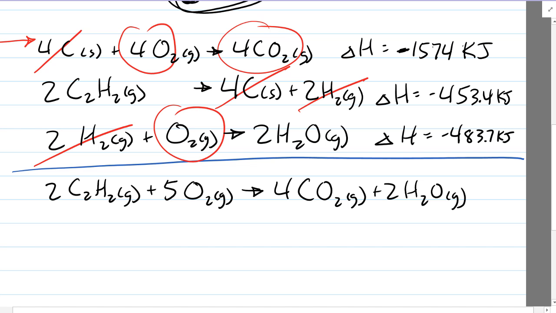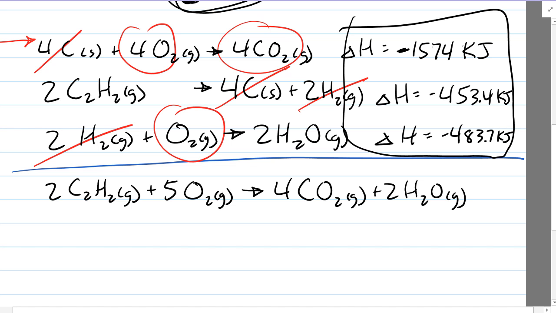And so again, when we sum the equations together, this is what we wind up with. Everything else cancels out. And so if the equations sum together to yield this value, we should then be able to sum together these values. So we'll take a negative 1574, add to it a negative 453.4, and add to that a negative 483.7.